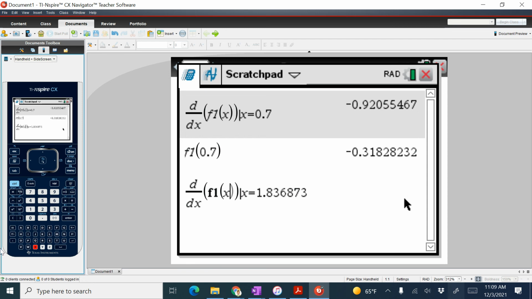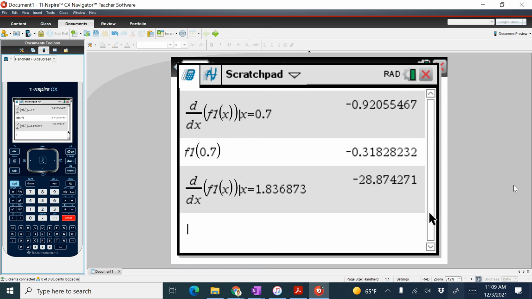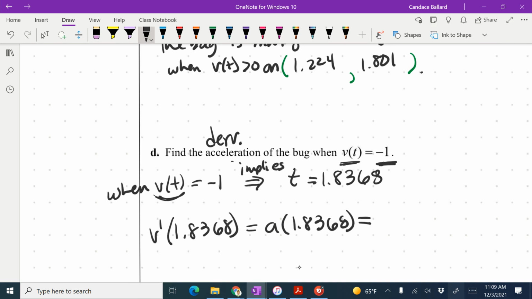All right, I'm going to hit my enter button. All right, so -28.874. Okay. So it equals -28.874. That's a 7.